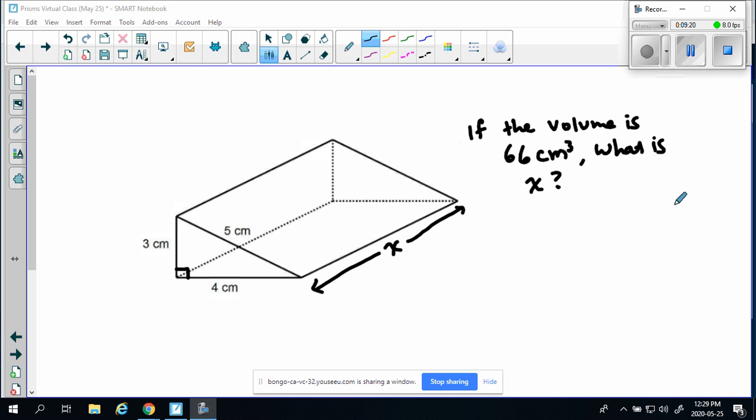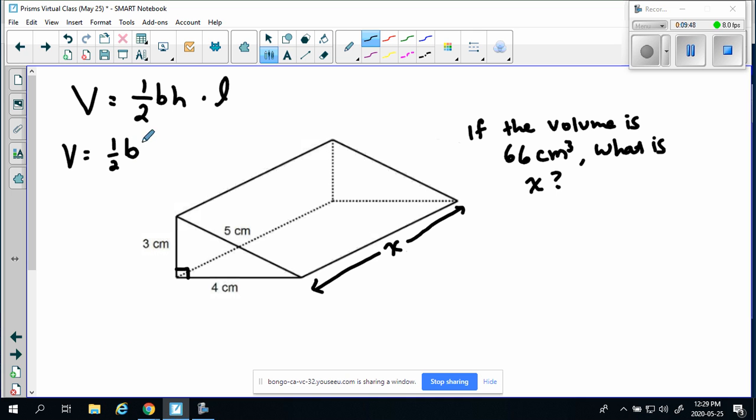So first we need a formula of some kind. The volume of any prism is the area of the base times the height. And in this case, because the base is a triangle, the area of a triangle is 1/2 base times height, and then multiply by the height again. So I guess in this case, because this is the length, we'll call that length. So our particular volume is 1/2 base times height times x.